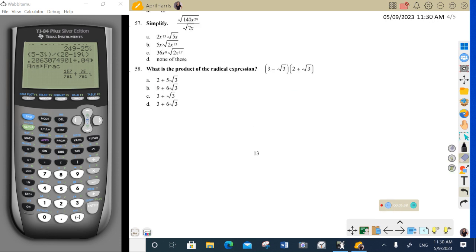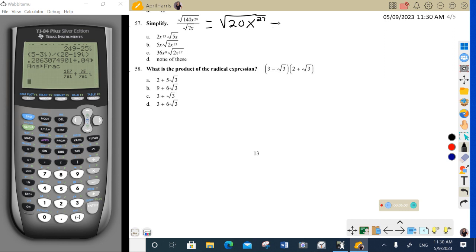All right, question 57, we have a square root divided by a square root. So what we can do is combine that into one square root and divide the stuff on the inside. So 140 divided by 7 is 20. X to the 28th divided by x to the 1st is x to the 27th, because base divided by base, you subtract exponents. Next, you want to break up 20.